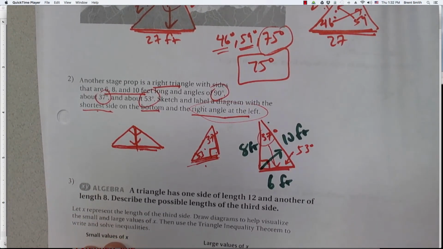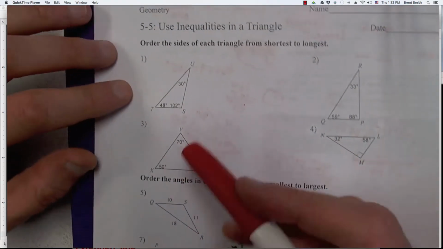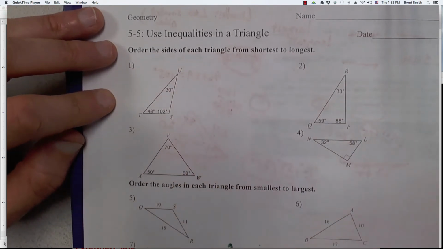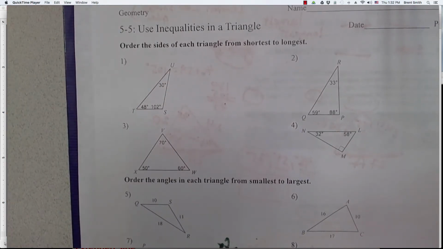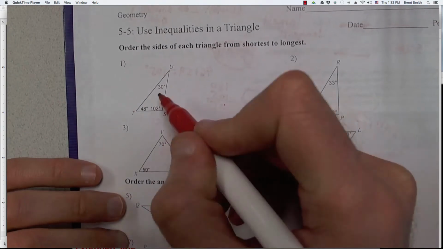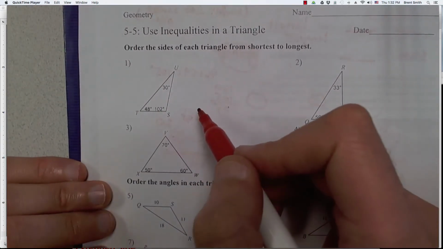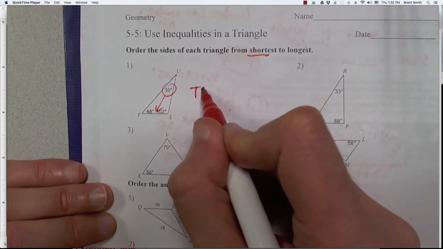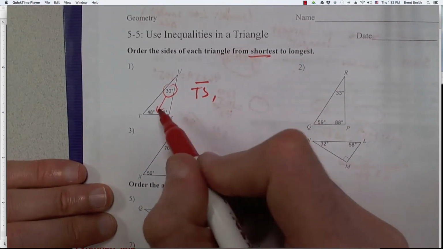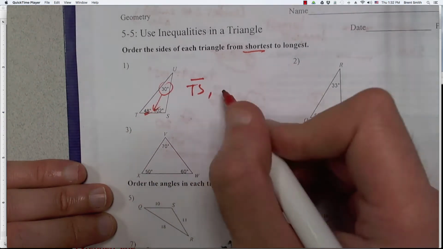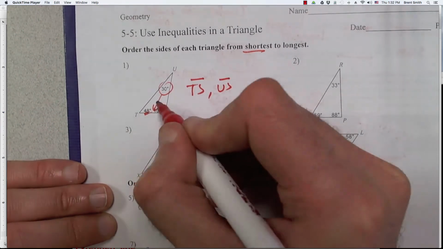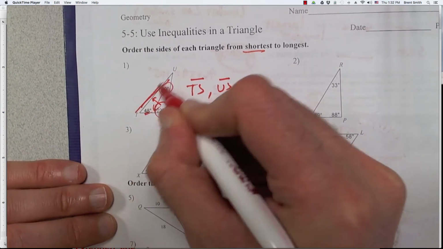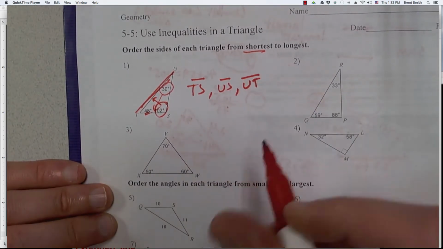In fact, why don't we go ahead and just go to the back right now and practice some of these. Order each side from shortest to longest. So again, we just look at the angles, and we say, all right, shortest first, so that would be opposite this. So it would be TS. And then medium would be opposite the medium angle, so 48 degrees, so US. And then the longest would be opposite the biggest angle, that would be this one right here, UT.